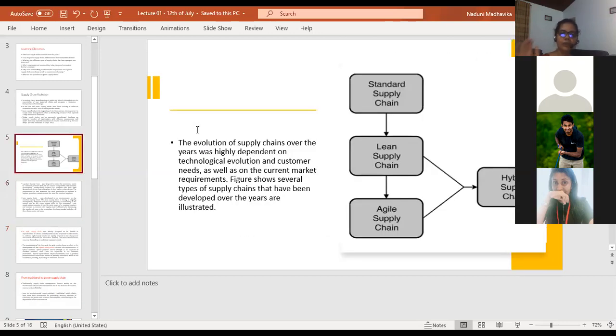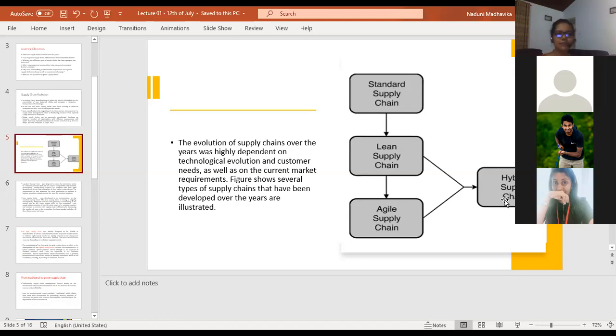So we have talked about 3 stages in the evolution of supply chain. First one was standard supply chain, then lean supply chain, and agile supply chain. Now we are going to move into the next stage. This is the one that is in practice now. This one we call the hybrid supply chain.